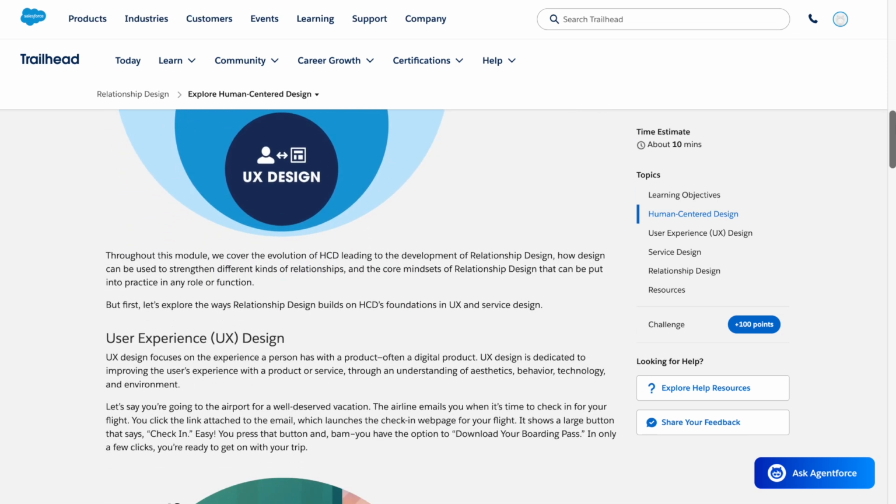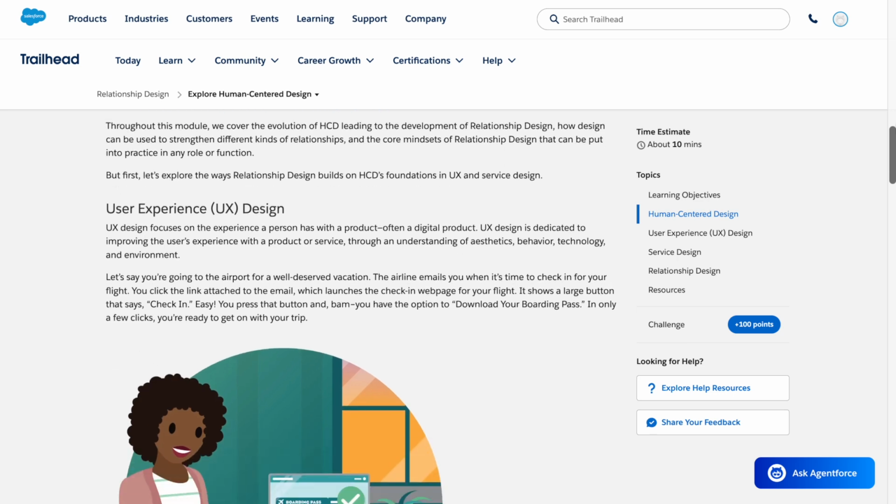Throughout this module, we cover the evolution of HCD leading to the development of relationship design, how design can be used to strengthen different kinds of relationships, and the core mindsets of relationship design that can be put into practice in any role or function. But first, let's explore the ways relationship design builds on HCD's foundations in UX and service design.